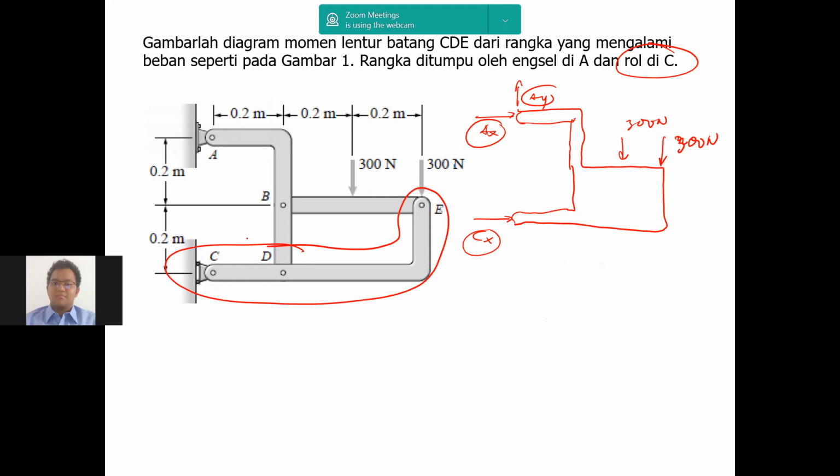Okay, if you can see there, in the member CDE, there are reactions at C, which we know already. Then there is a pin D there, and there is a pin E there, right?